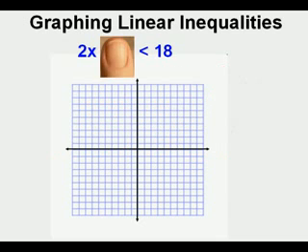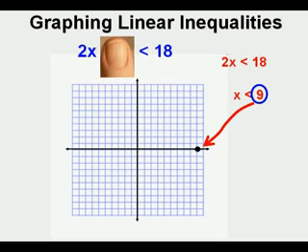First, we solve for the x-intercept by covering the y term. That leaves us with 2x is not equal to but less than 18. We find the x-intercept by dividing by 2. So since 18 divided by 2 is 9, our x-intercept is 9. We mark that x-intercept on the x-axis at 9.